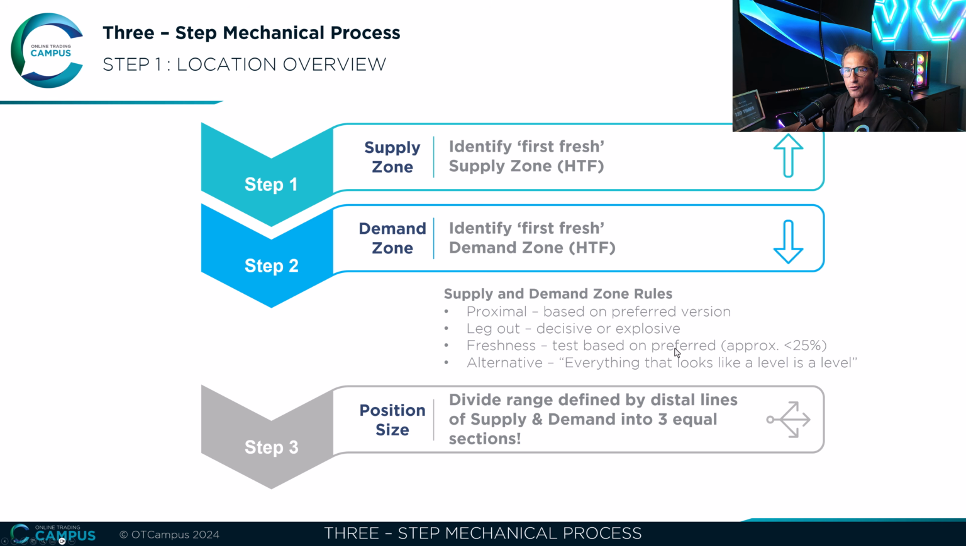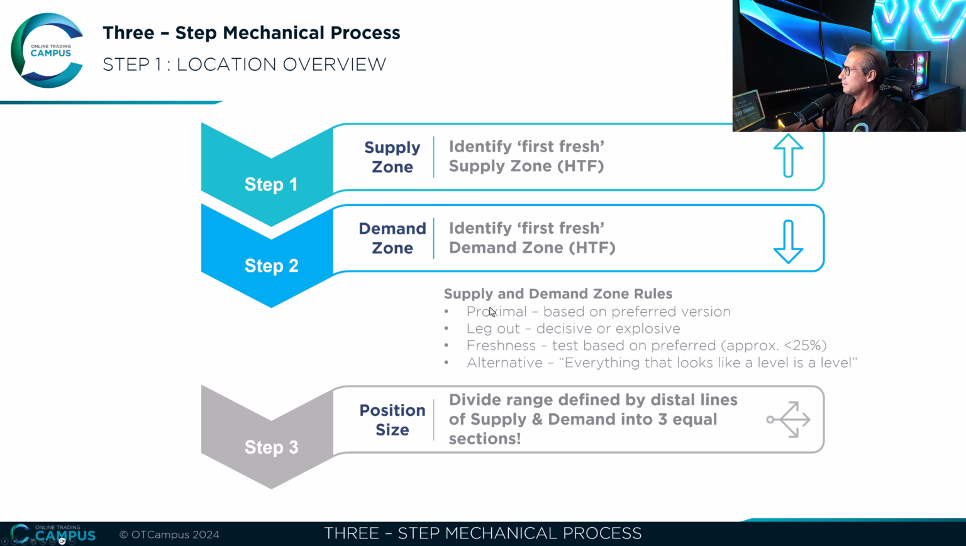Based on preferred version. All right, the wider version can be violated, we don't care, but we measure freshness based on the preferred version, and a violation of 25% is still allowed, because conceptually speaking, a higher time frame zone, usually on a weekly and monthly time frame, if it's high quality, has been tested a few times before it breaks.